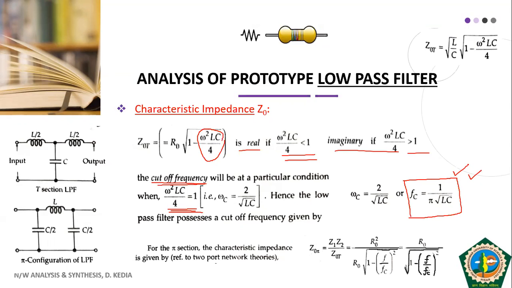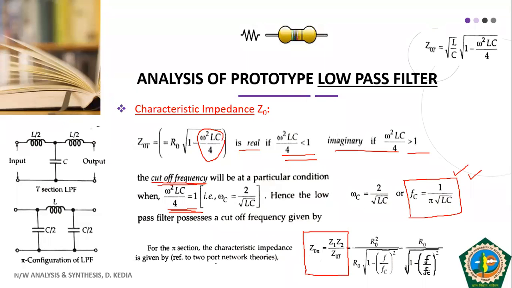Okay. Similarly, for pi section also, we have to determine all these things. And luckily, your pi section things can be directly derived from your T section thing. Okay. So for this, if you have gone through thoroughly your two-port analysis, there also we had T section and pi section thing in the book.